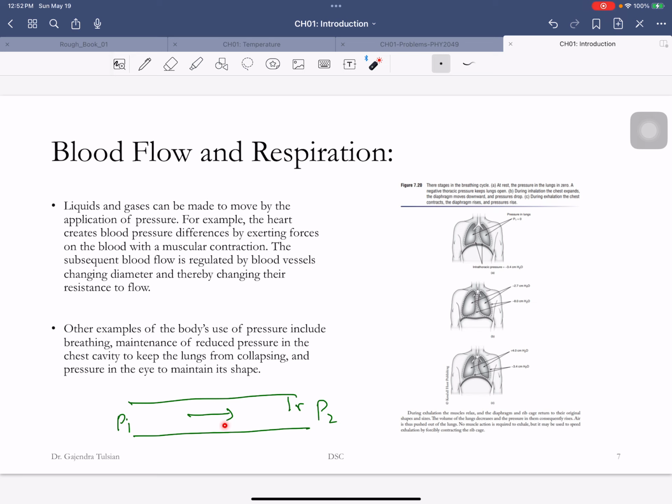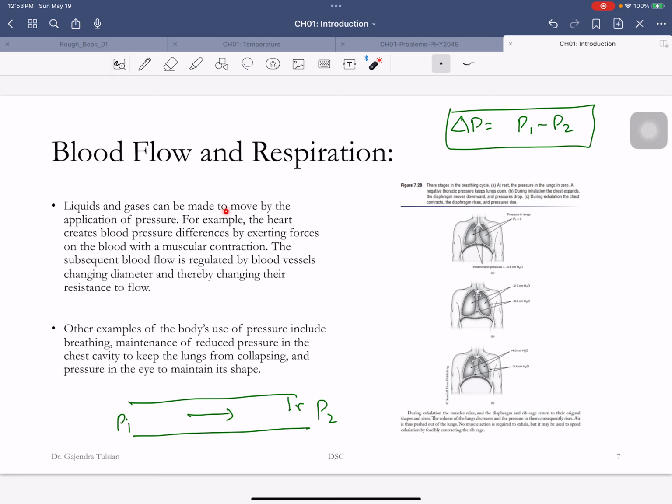For instance, if you're exercising, you want the blood flow to increase. And how do you increase the blood flow? You can increase the pressure differential, which is P1 minus P2. It turns out you can also increase blood flow by increasing the radius of the blood vessels. We'll talk about all of that.